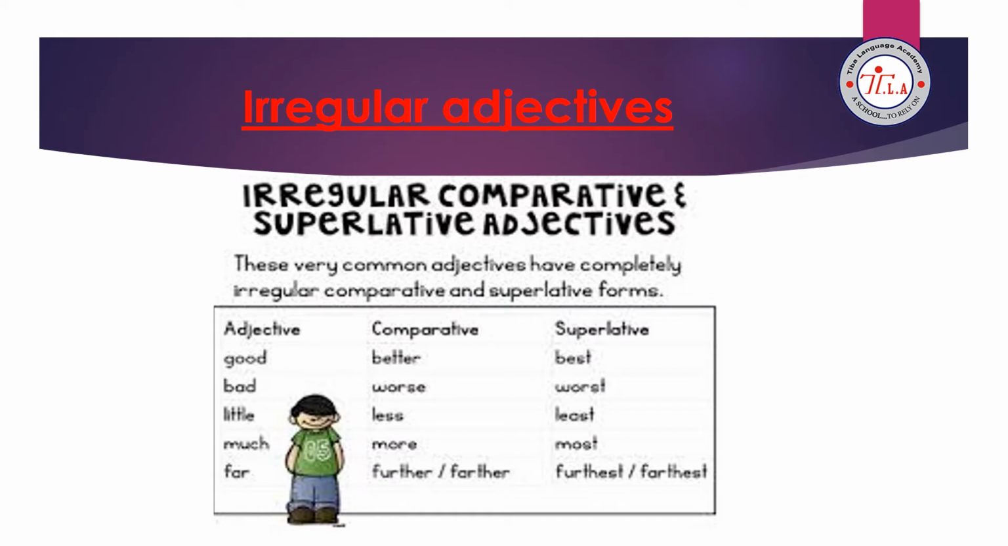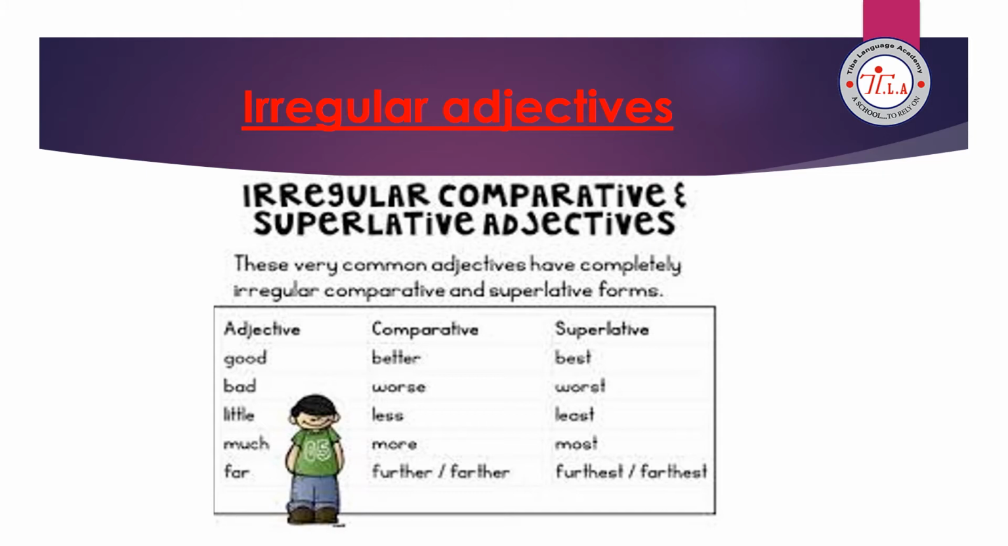Now, guys, we have something irregular. You know, English is always having an irregular form. With the adjectives, we have some irregular comparative and superlative adjectives. Look at this photo. The adjective good in comparative, it's not gooder. You have never heard the word gooder. That's why in the comparative form good becomes better. In superlative, best. The adjective bad in comparative it's worse. In superlative it's the worst.